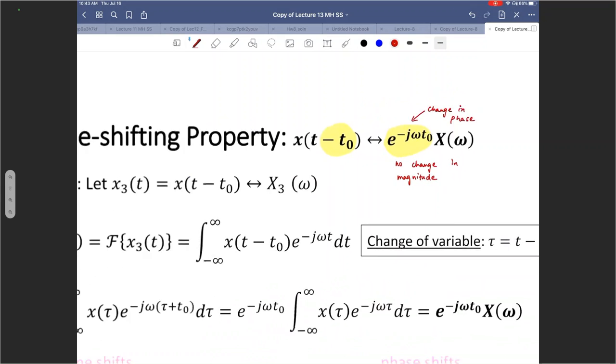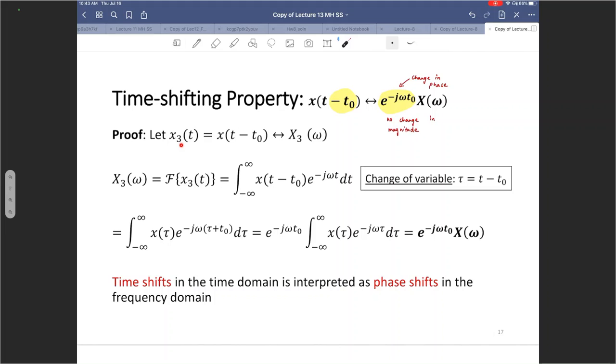Let's prove it. Start off with this new signal x3 of t, which is the delayed version of x of t, whose Fourier transform we are defining as capital X3 of omega. X3 of omega is the Fourier transform of x3 of t, which is the integral from negative infinity to infinity of the delayed, or shifted, version of x, shifted by t0, times e to the negative j omega t dt. So this is the Fourier transform definition.